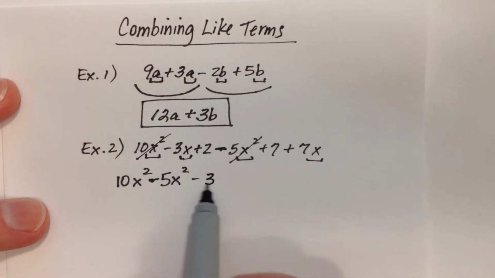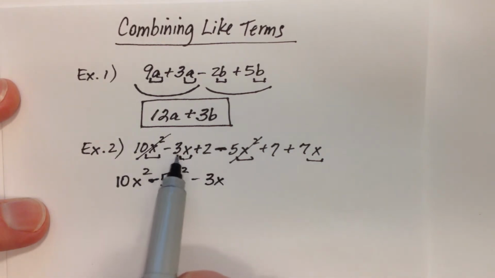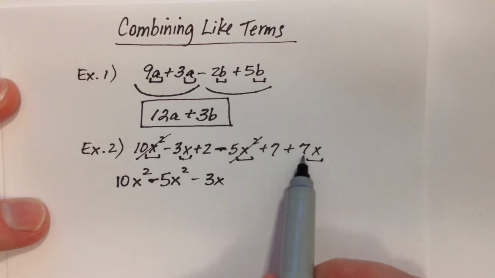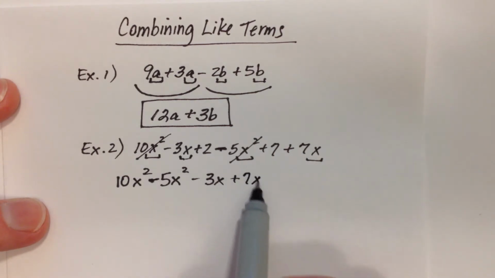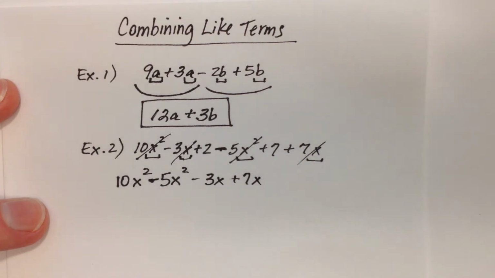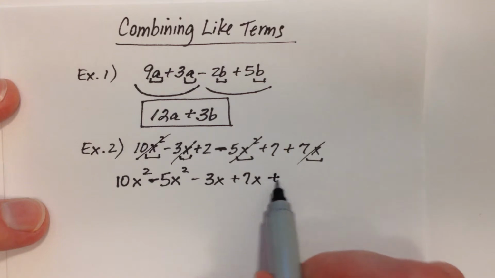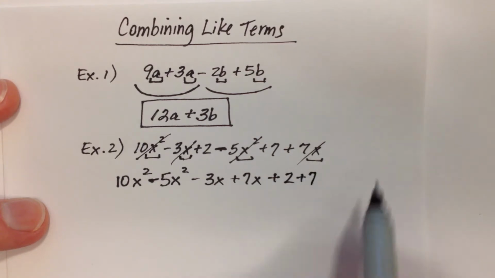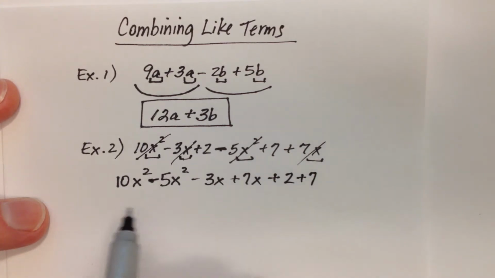So negative 3x, and this guy's a plus 7x. Okay, I'm going to cross those guys out. What else do we have? We have a 2 plus 7. So for the sake of just doing the same thing, I'll just say plus 2 plus 7.